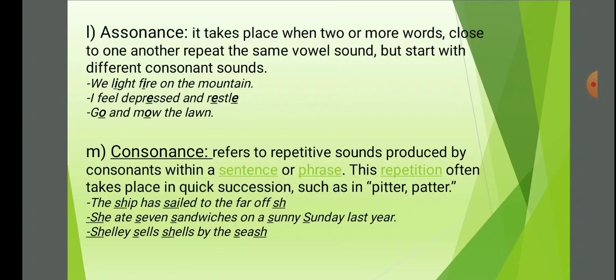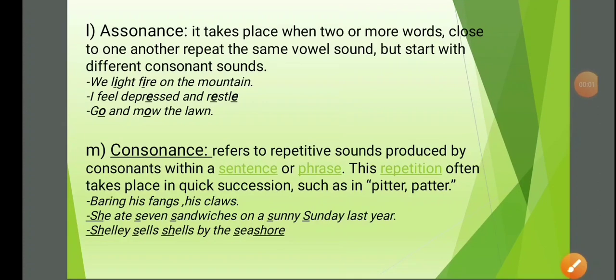Next figure of speech is consonance. It refers to repetitive sounds produced by consonants within a sentence or phrase. This repetition often takes place in quick succession, such as in Peter, patter. Repetitive sound of any consonant in a sentence or in a phrase. You can see in the example, the Peter patter. The effect of T is given. Bearing his fangs.